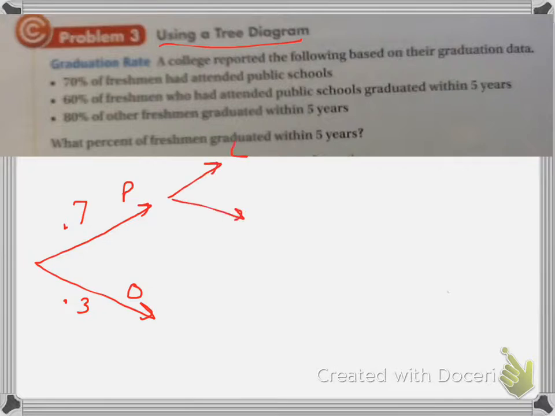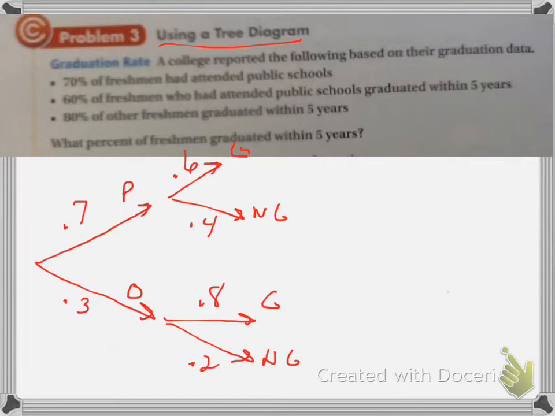We've got graduated, we got not graduated. It says 60% of freshmen who attended public schools graduated. So 0.6 graduated, which means 0.4 didn't. What about with other? Well, it says 80% of other graduated and not graduated. So 0.8 graduated, which means 0.2 of other didn't graduate. So it's easier to just go ahead and find the probabilities of all of them and then answer your question, especially if you make a tree diagram.